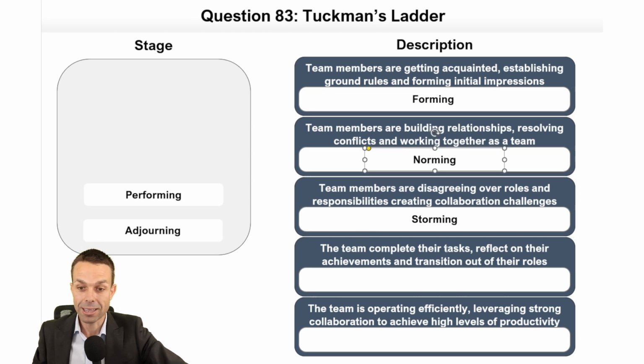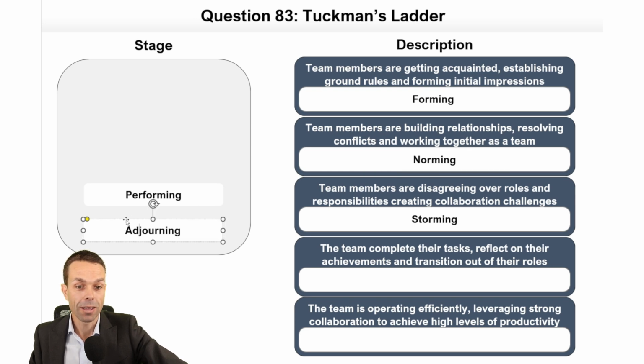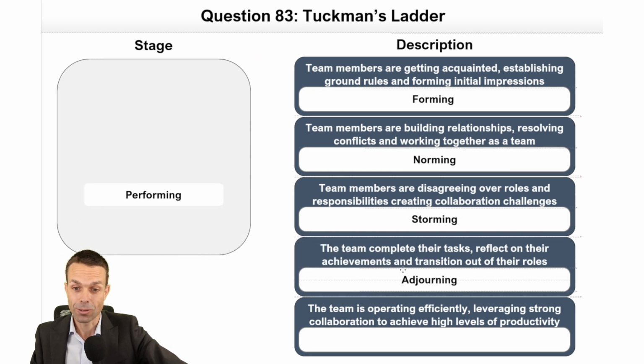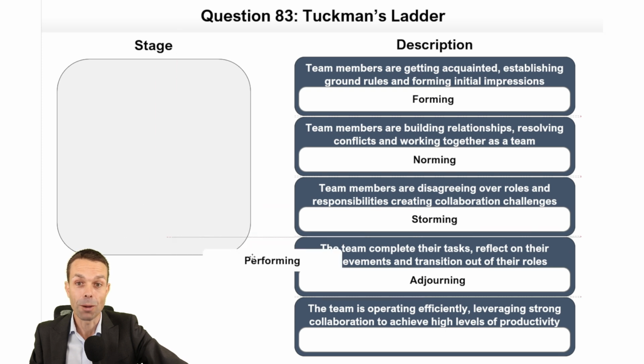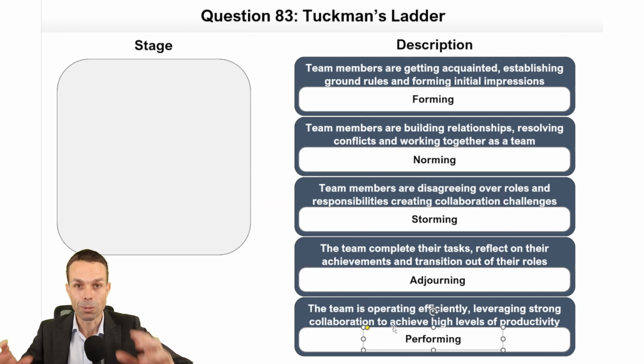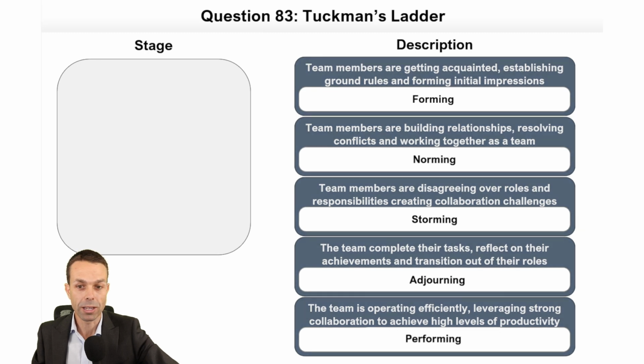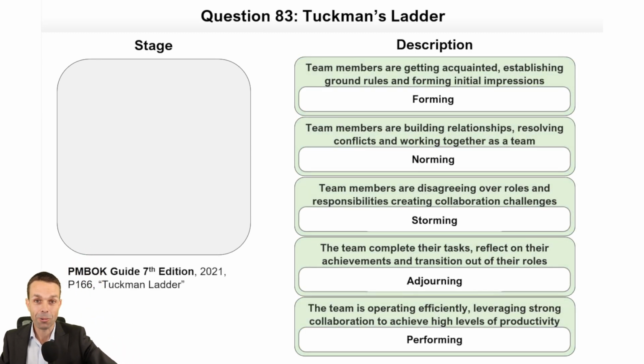And the team completes their tasks, reflects on their achievements, and transitions out of their roles. They are adjourning. They're finishing up. The team is operating efficiently, leveraging strong collaboration to achieve high levels of productivity. They are performing. That's when we build that high level of trust, and now we are performing really, really well as a team. And that one came through.